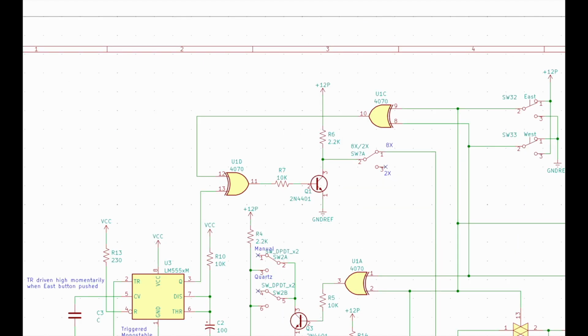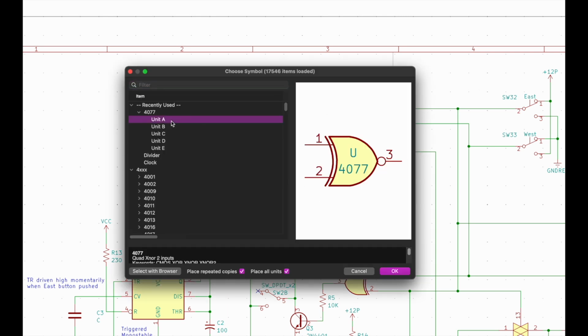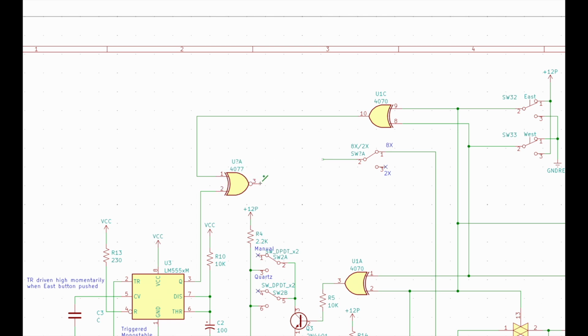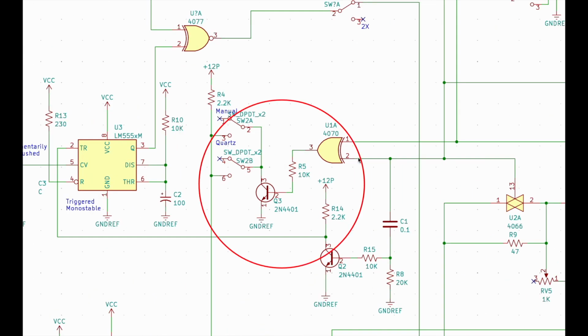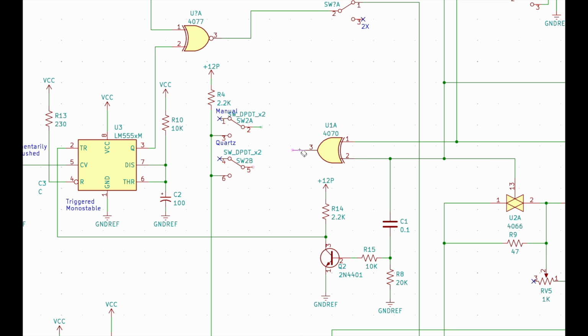For instance, here's an exclusive OR gate with its output driving a simple transistor circuit which inverts the output. We can replace this with an exclusive NOR symbol, which already includes the negated logic output. Here's another example, though this one is switched through the manual quartz switch. We'll replace that as well. Also, there are two poles of this switch wired exactly the same, so we can remove one.